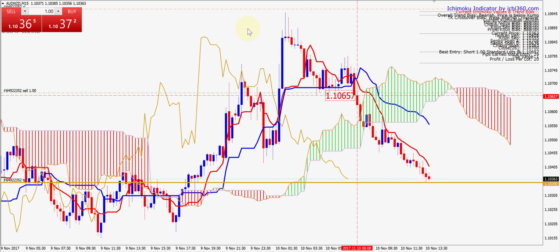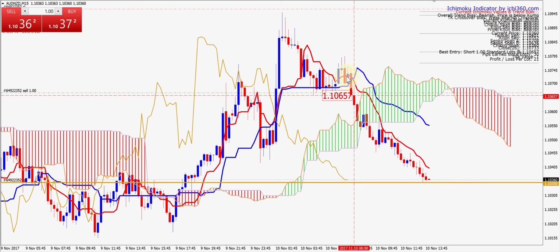This is Dare here. Today I want to show you an example of using the Ichimoku system. The Ichimoku system is a comprehensive system that we use to take trades. It generates signals by two lines crossing, the red line and the blue line. Whenever they cross, a signal is generated.